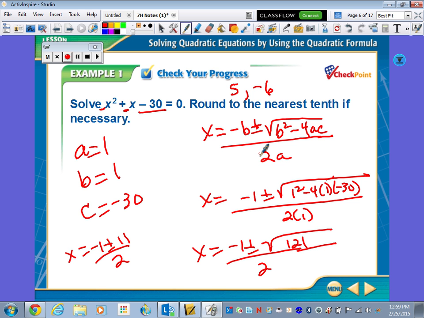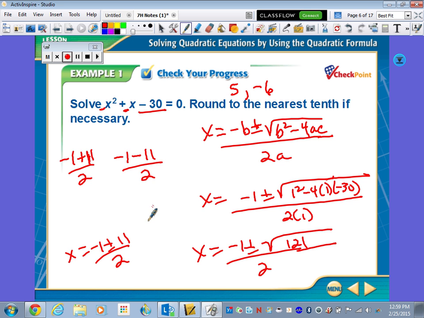Again, please feel free to pause. What I did is I separated this out. Hopefully you've gotten this other part done, so I'm just going to erase because there's not a lot of room to write here, and you should have picked that out already. So you did -1 plus 11 over 2, and then -1 minus 11 over 2. That's how I got the two answers there. Okay, so let's go to the next one.